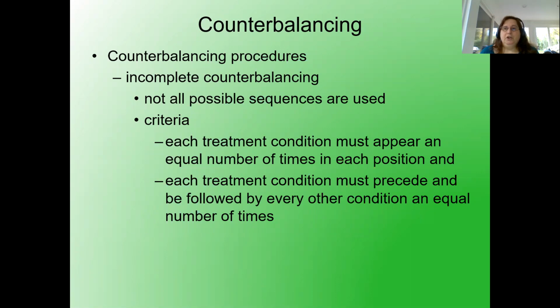Okay. So in other words, the no phone condition would have to appear an equal number of times in position 1, 2, and 3. Same for the other two. And each treatment condition must precede and be followed by every other condition an equal number of times. That's a lot to hold in your head.